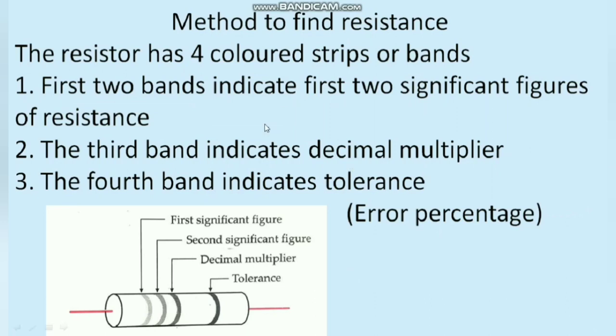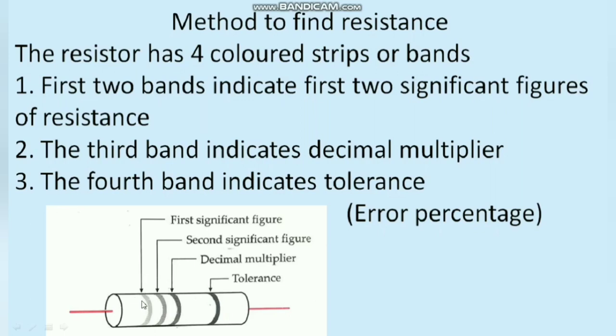Let us see here, on every resistor there are four colored strips. This is a resistor, a carbon resistor, and these four colored bands are there. This is the first band, second band, third band, and fourth band.